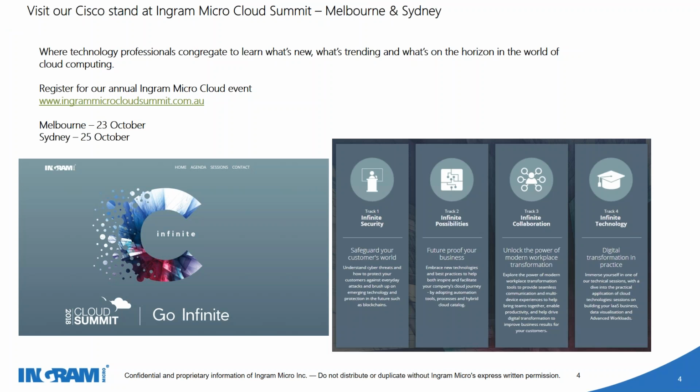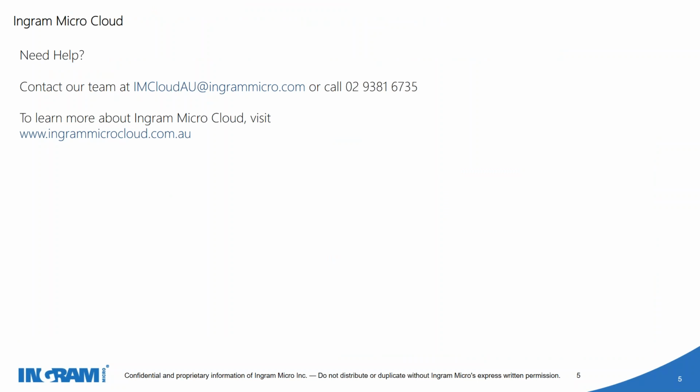The other thing that's really exciting, coming up in October in Melbourne and Sydney, is our annual Cloud Summit event. It's our annual cloud event that we host every year, and we've had a massive interest in this. We had 500 plus attendees last year, and we're expecting the same if not more this year. If you haven't seen the invitation come through, just go to ingramMicroCloudSummit.com.au and you can register there if you're in Sydney or Melbourne. If you have any questions or need help, please reach out to our cloud team, with details on the screen, or give us a call.